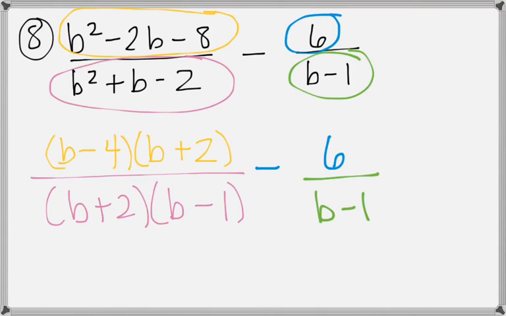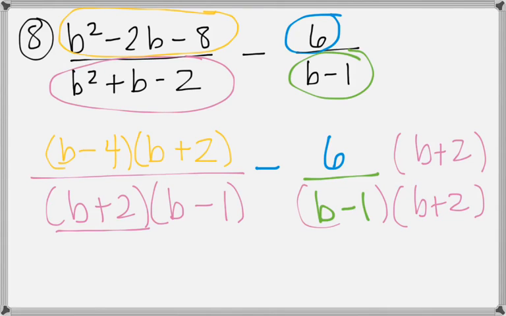But I can't just multiply to the bottom of a fraction. I also need to multiply on the top. So in order to get common denominators, this guy's got to be over here. So I'm going to multiply times b plus 2 on the bottom and b plus 2 on the top. And the reason I'm allowed to do that is because basically I'm just multiplying by 1. It's a weird looking one, b plus 2 divided by b plus 2, but when you divide something by itself, you get a 1.